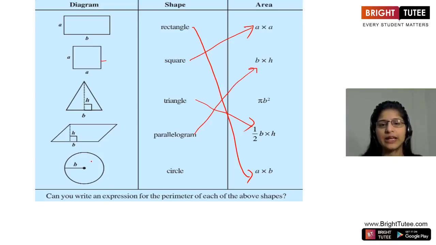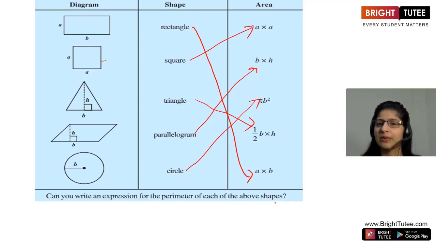And for the circle, the area is pi r square, that everybody of you knows. And here the radius is given as B, so it will be pi B square, right? So what we have done, we have matched all the plane figures with their areas. Now they're asking us one more thing. Can you write an expression for the perimeter of each of the above shapes?